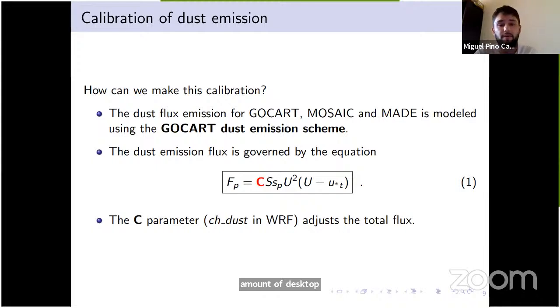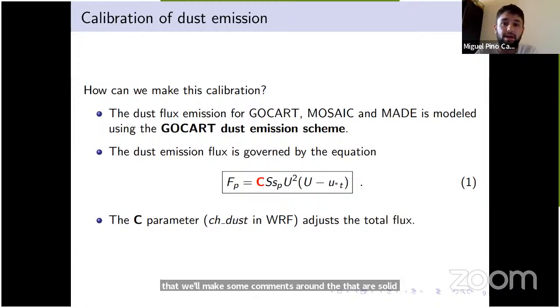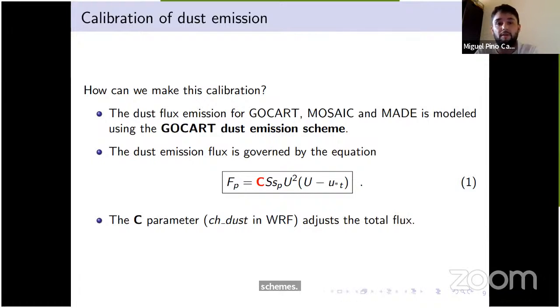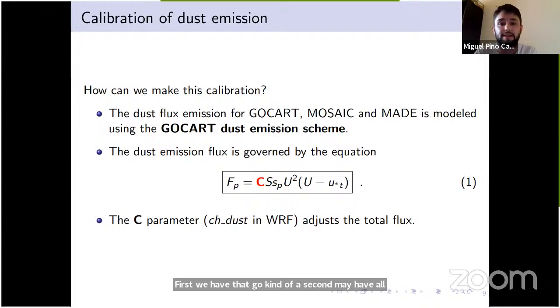Okay, so having said a few words about the Aeronet data, we'll make some comments about the aerosol schemes. First, GOCART, MOSAIC, and MADE all have the same dust emission scheme, the GOCART dust emission scheme. Dust emission flux in this scheme is governed by equation 1. As we see in equation 1, we have written in red the C parameter, also known as CH_DUST in WRF, whose role is to fit the total flux, and that will have a very big importance in our calibration.